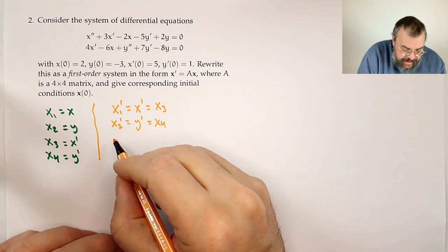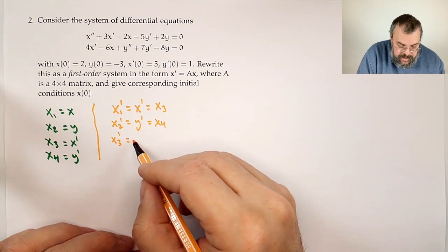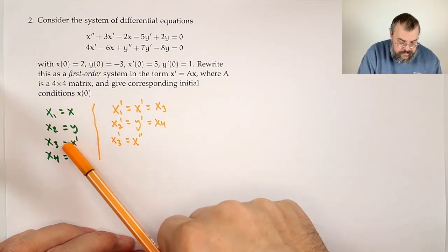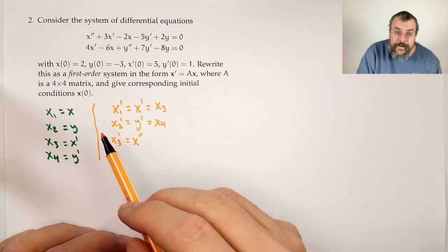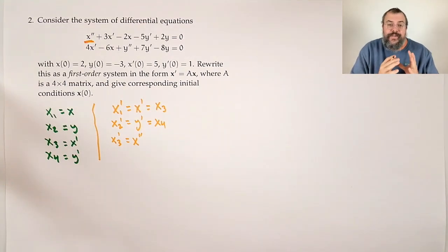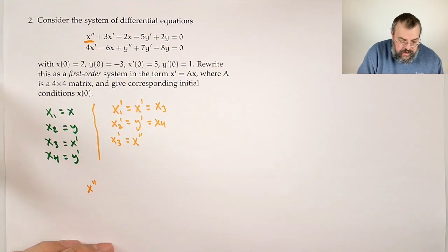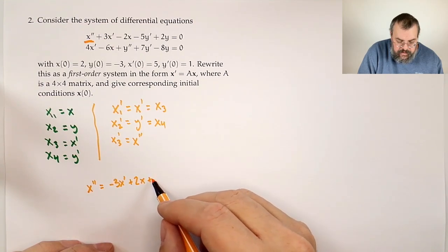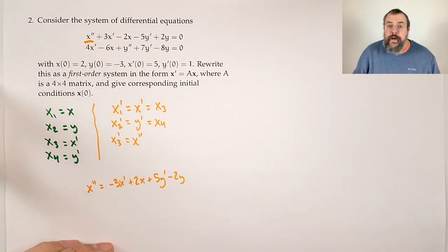What about x3 prime? That would be x double prime, the second derivative. And now you're like, I don't see a second derivative there. Where do we see a second derivative of x? Right there. So let's use that. We have x double prime. If we move this across, that would be minus 3x prime plus 2x plus 5y prime and minus 2y. So we're solving for x double prime.